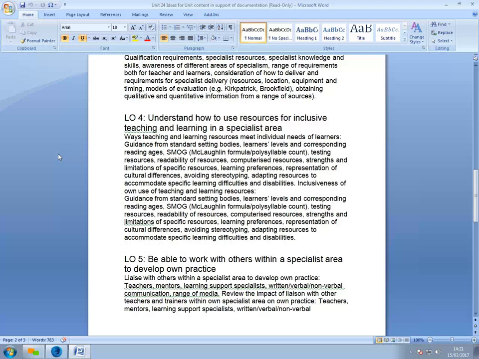Guidance from standard setting bodies. Might you mention SMOG again? Anyway, never mind. Limitations of specific resources, coping with learning preferences, representation of cultural difference, avoiding stereotyping.